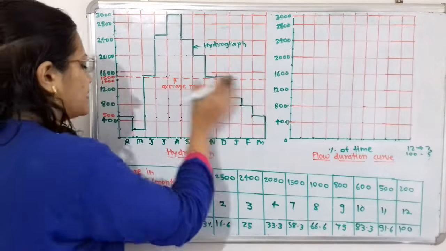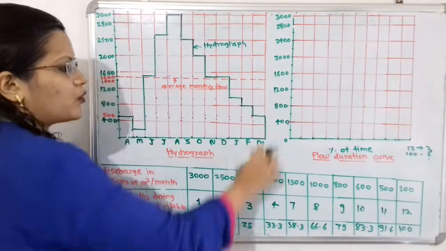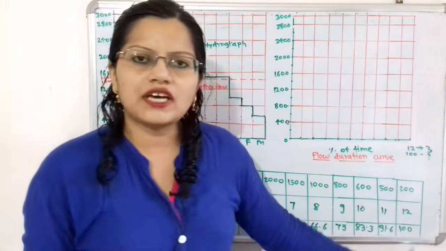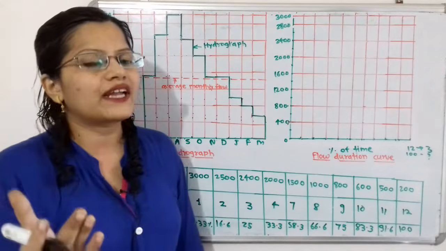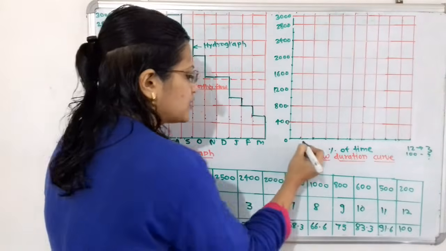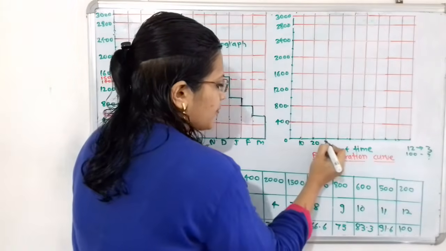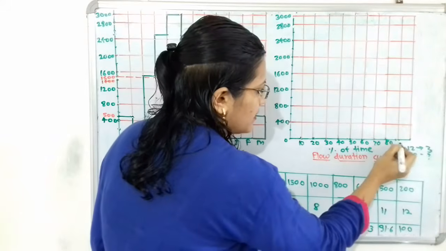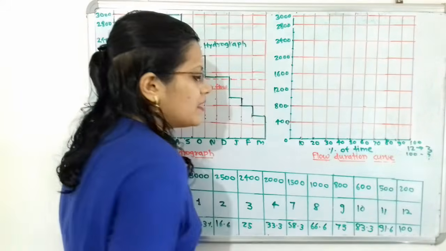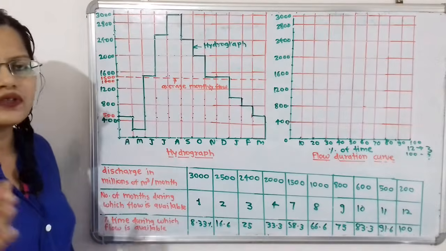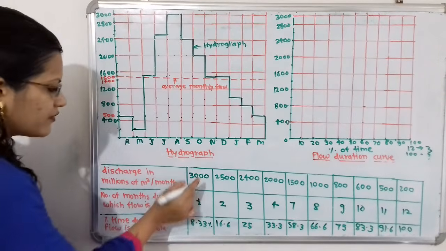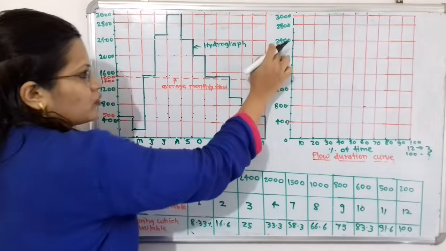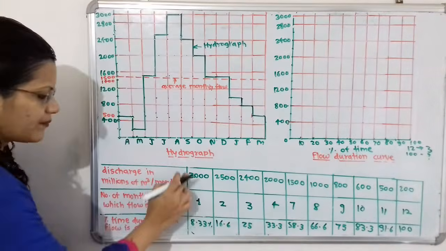So in the same way as earlier in the hydrograph, we have to plot these numbers. Now for the percentage time, total percentage is 100. So we will divide it into 10 parts. That is, we will start this from 0. Then here is 10, 20, 30, 40, 50, 60, 70, 80, 90 and 100. Now how to plot this flow duration curve? Now we have to refer this discharge against this percentage of time.